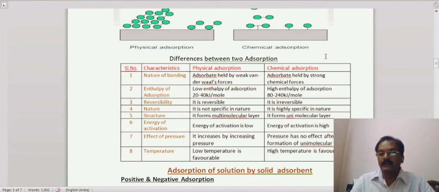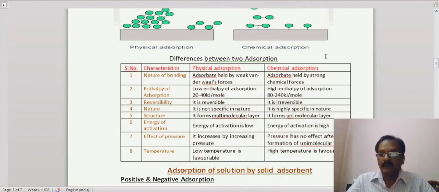Similarly, in this case, every adsorbate molecule must possess a minimum amount of energy to get adsorbed on the surface of the adsorbent. If it's a physical adsorption, then a low energy factor is enough to get adsorbed on the surface of the adsorbent. Whereas in chemical adsorption, the adsorbate molecule needs a high energy of activation. That means they need more energy to get adsorbed on the surface of the adsorbent. Therefore, physical adsorption has a low energy of activation, whereas chemical adsorption has a high energy of activation.